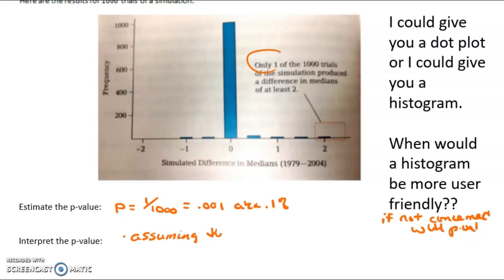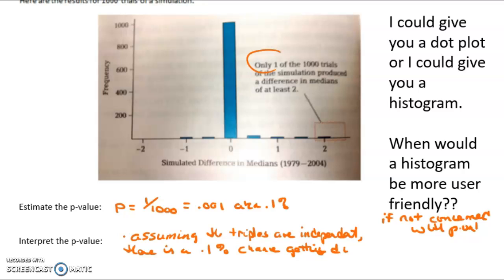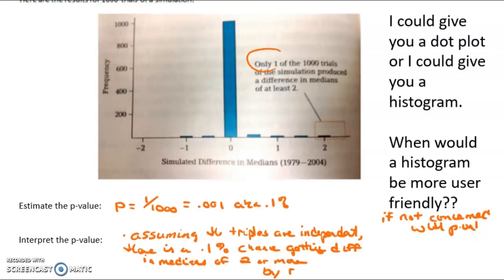Assuming the triples, that's what we're talking about here, are independent, there is a 0.1% chance of getting a difference in medians of 2 or more, and of course by random chance. Okay. All right.